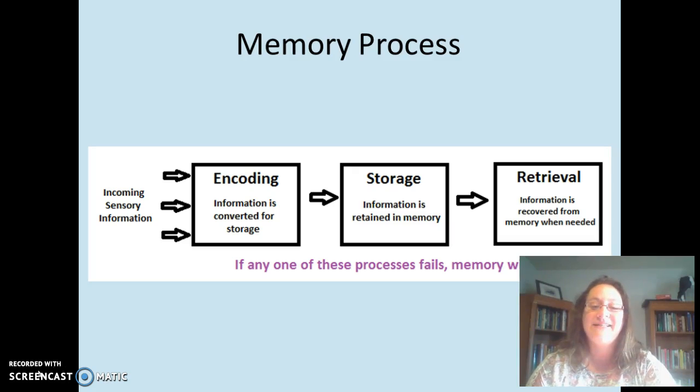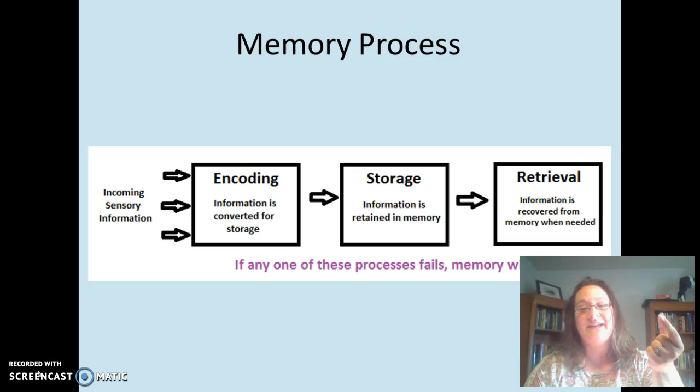The memory process is something that's really important to understand, so I have a graphic here explaining that, where we have incoming sensory information coming in, and we get that from all around us. We encode that information for storage. We store it in some way, and then eventually we retrieve it. So those are the big important parts of the memory process.